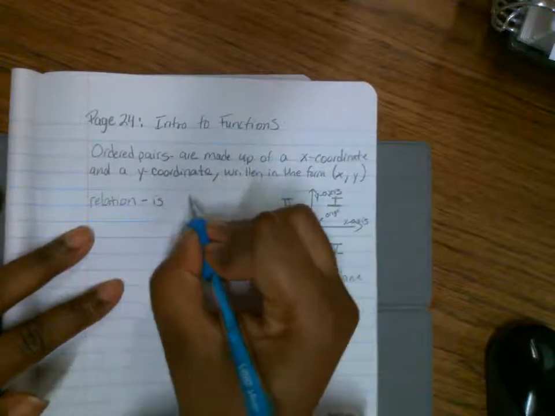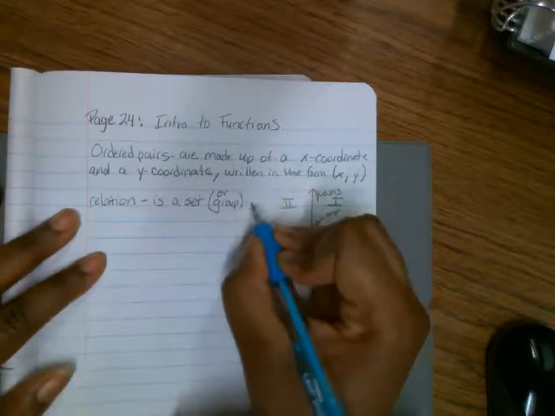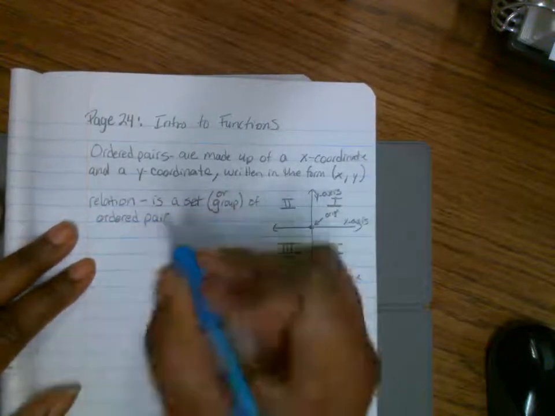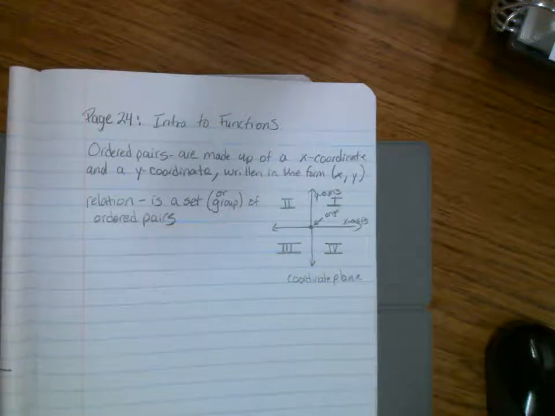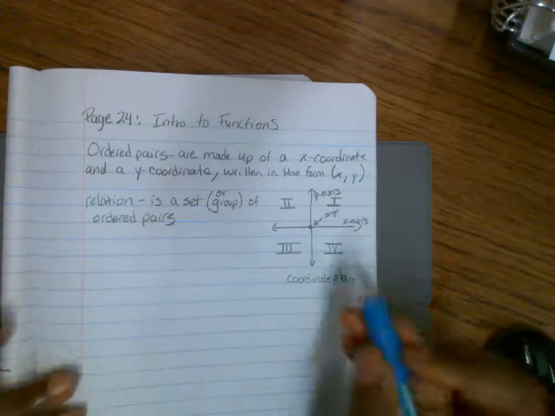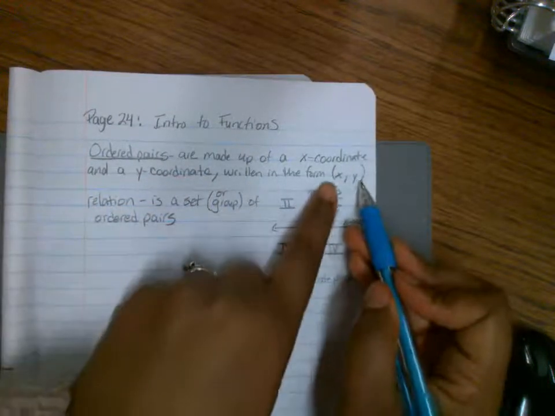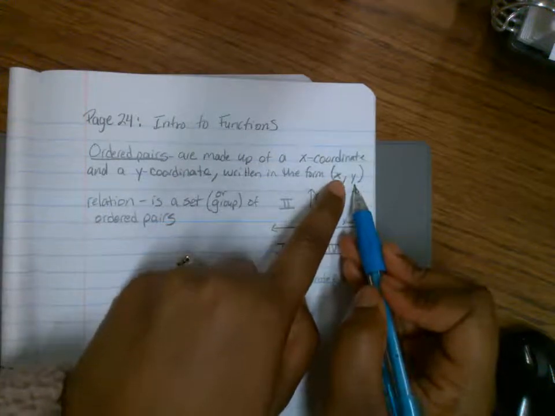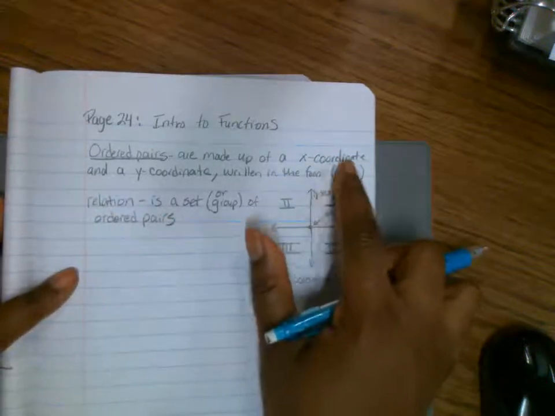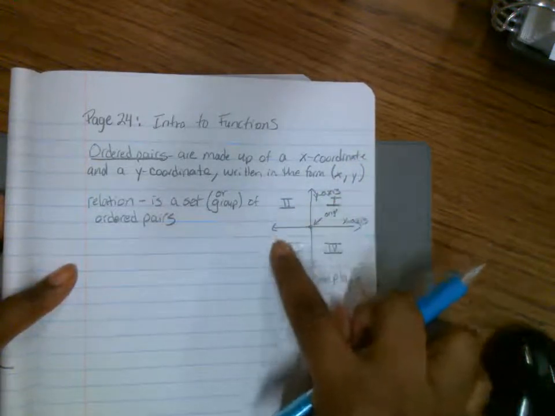A relation is a set or group of ordered pairs. Okay? So, you know what ordered pairs are, made up of an x coordinate and a y coordinate. It's written in this form where you have parentheses, x being a number, comma, y being another number. Close the parentheses. You can take an ordered pair and graph it on what you call a coordinate plane or coordinate system.